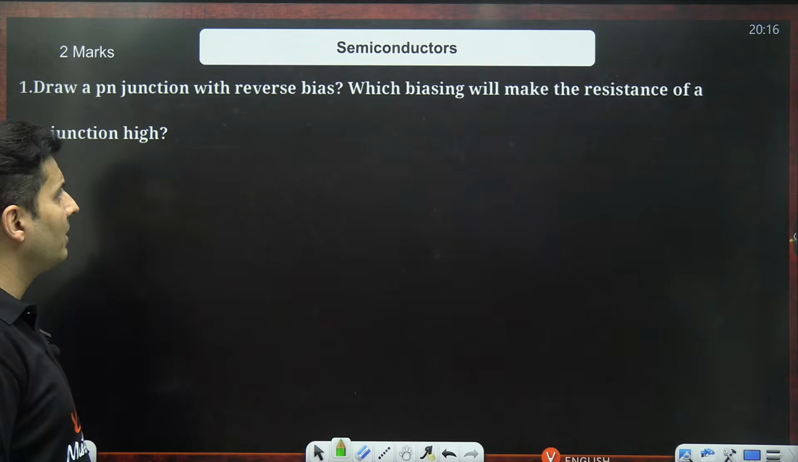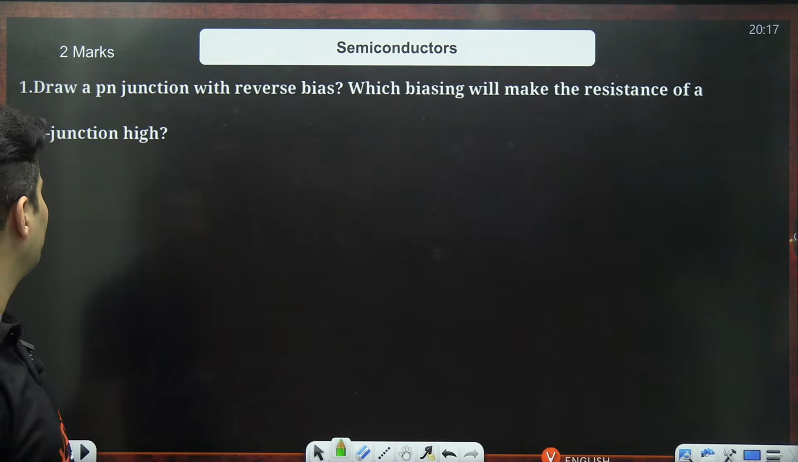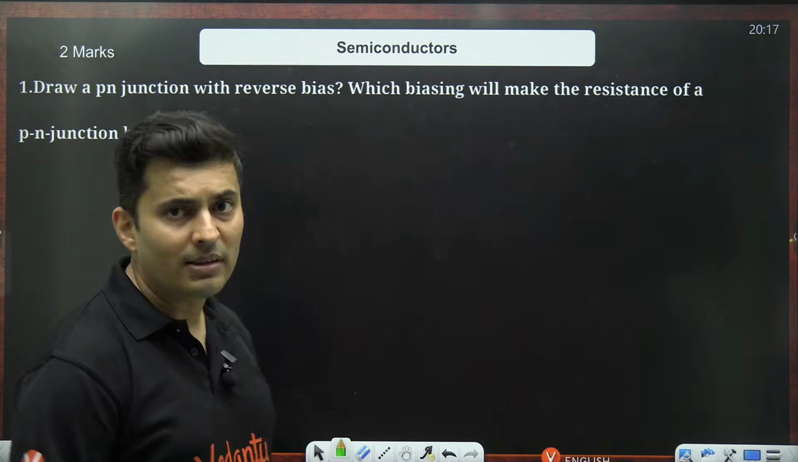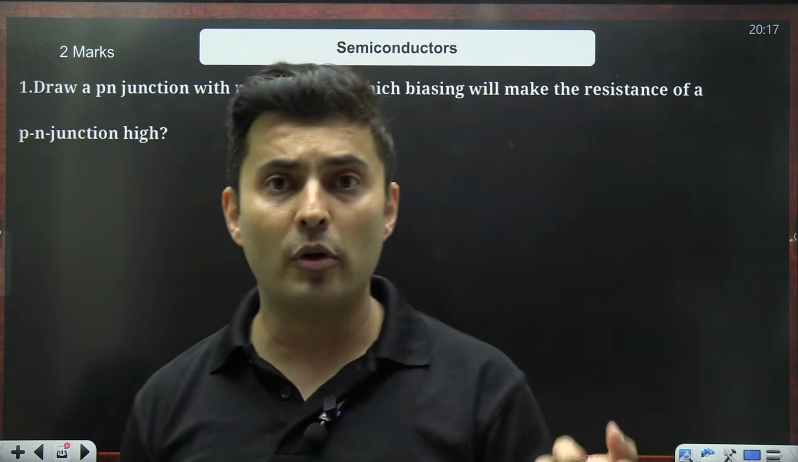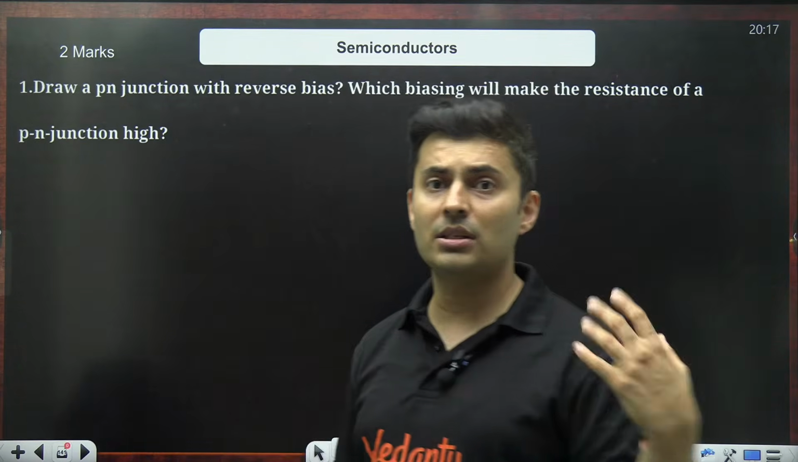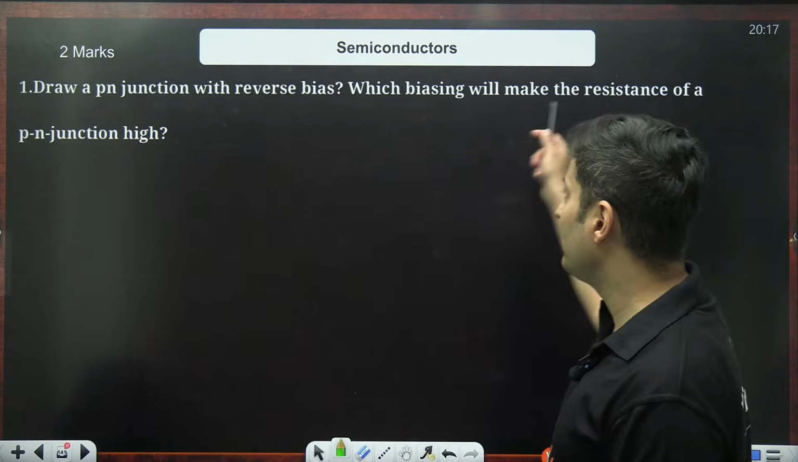Draw PN junction in reverse bias. Which biasing will make the resistance of a PN junction very high? Obviously, reverse bias causes very low current called leakage current. Forward bias gives very good current, which means less resistance. So reverse bias will be the answer.